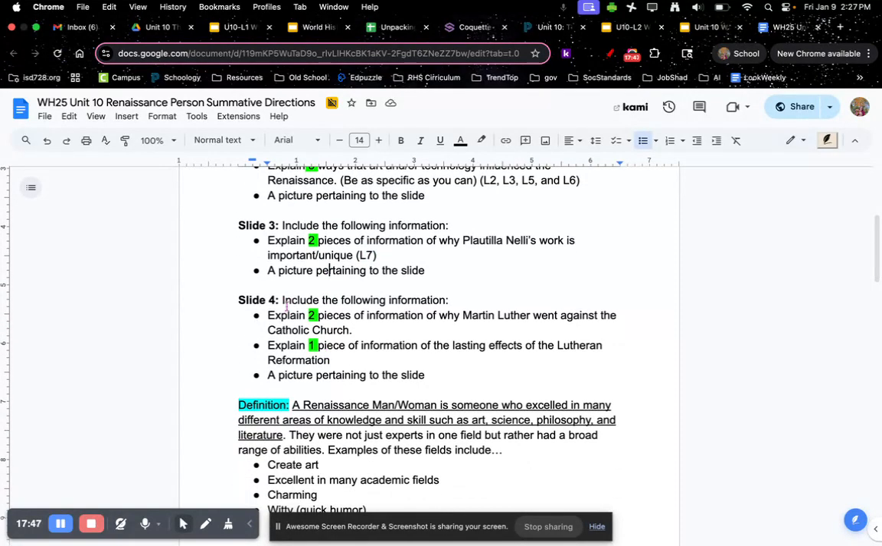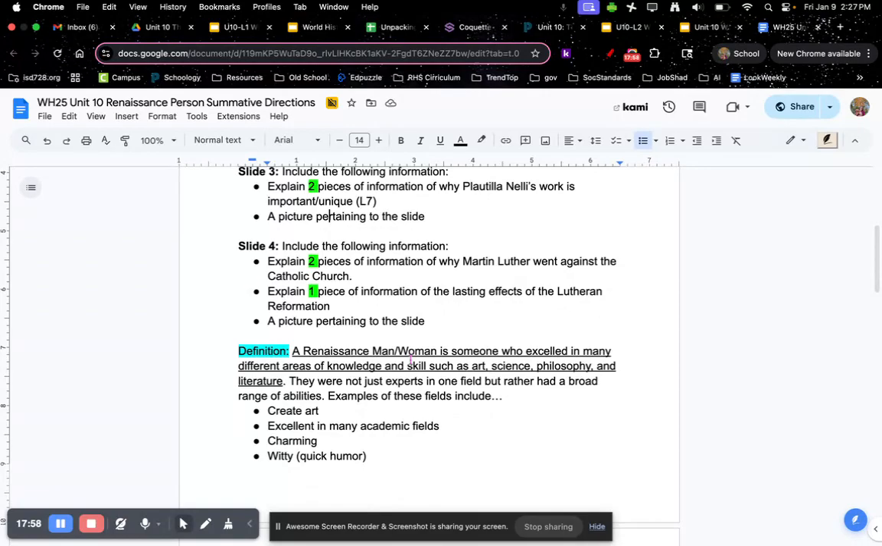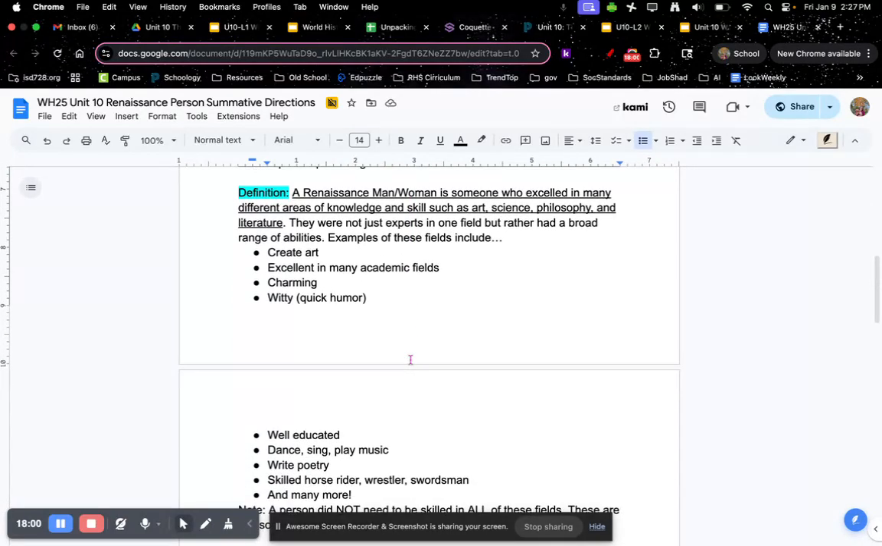And then for slide number 4, you're going to include the following information. Explain 2 pieces of information of why Martin Luther went against the Catholic Church. And explain 1 piece of information of the lasting effects of the Lutheran Reformation. And a picture.